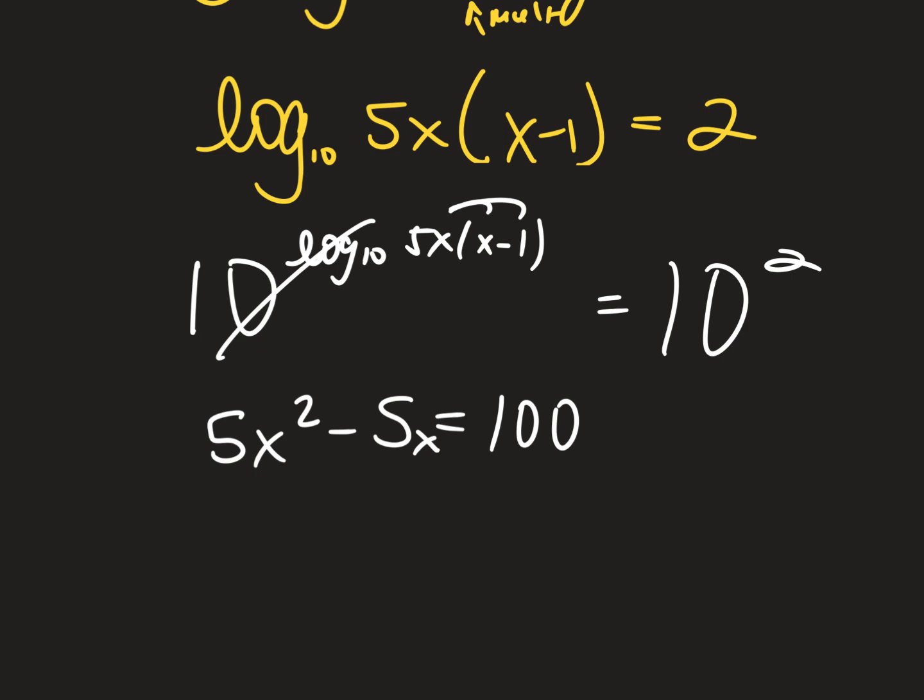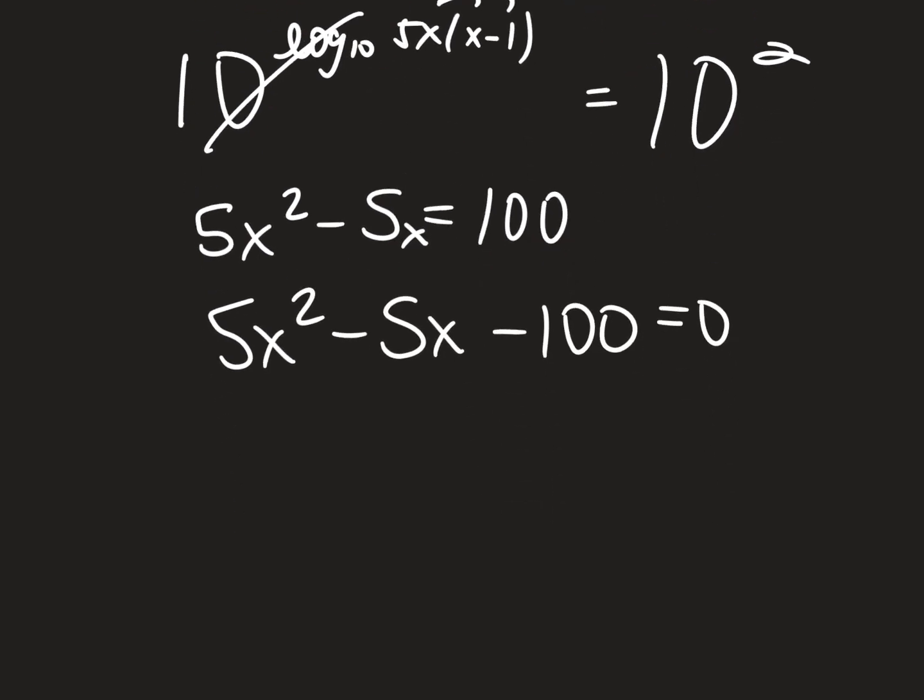Now I have an x squared and an x, so I know, oh, okay, good, we're going to factor. So I'm going to bring everything to one side. 5x squared minus 5x minus 100 equals 0. And before I try and figure out what times what will give me this and that, I'm going to go ahead and take out the GCF. What can I take out of all three of these? A 5. Make your life easy, guys.